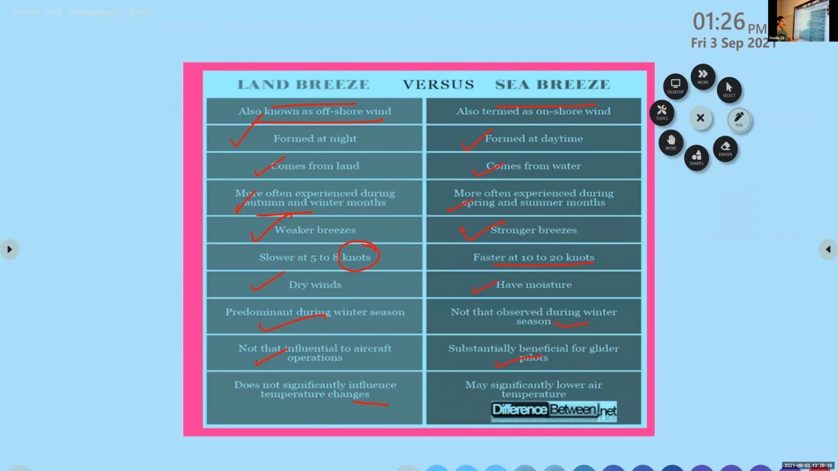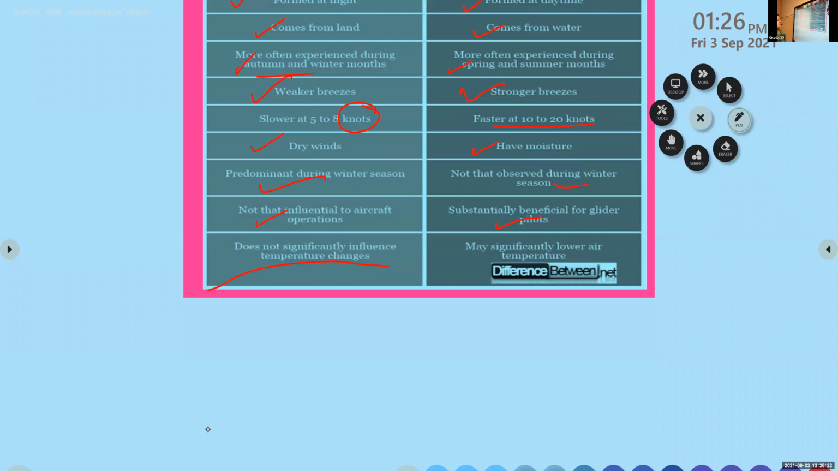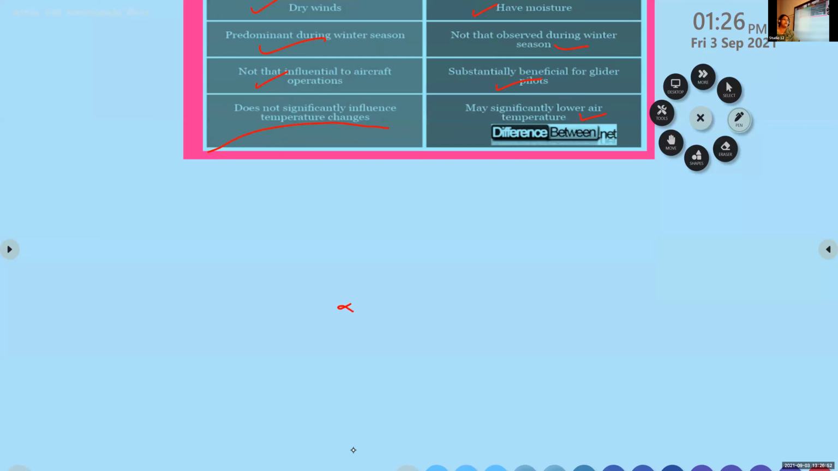Does significantly influence temperature change. What does it mean? You see, every time our climate is changing. So even if the climate has some temperature changes during winter, it may not affect the land breeze. It will blow. Okay. Then, may significantly lower air temperature. That means it may affect. The sea breeze can be affected due to the temperature. That is why the difference between storm and cyclone. A single sea breeze can turn into a cyclone later. A single sea breeze can turn into a storm later. Okay, so that is the reason.